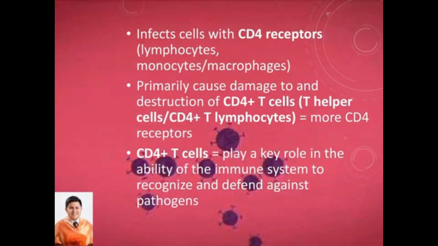HIV infects cells with CD4 receptors such as lymphocytes, monocytes, or macrophages. HIV cannot replicate on its own, so in order to make new copies of itself, it must infect cells of the human immune system called the CD4 cells. CD4 cells are white blood cells that play a central role in responding to infections in the body.